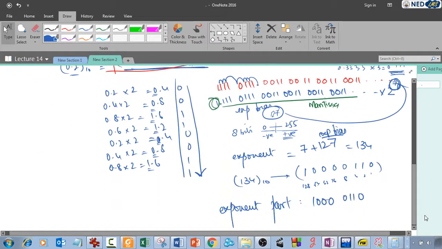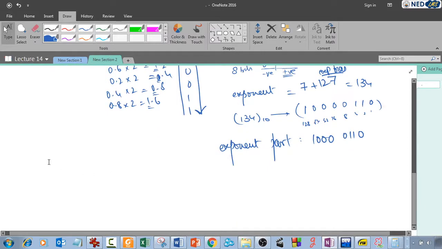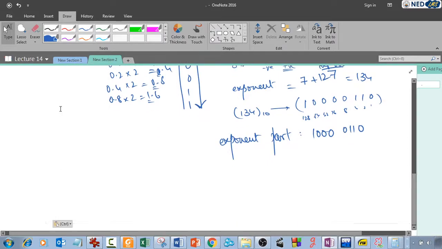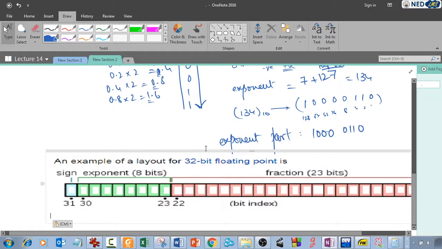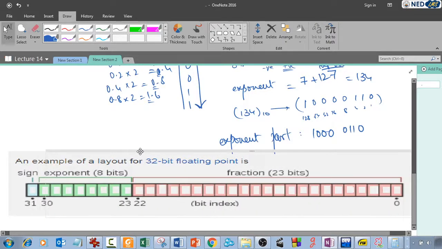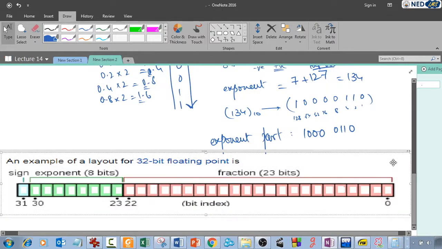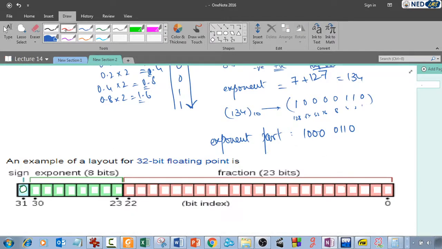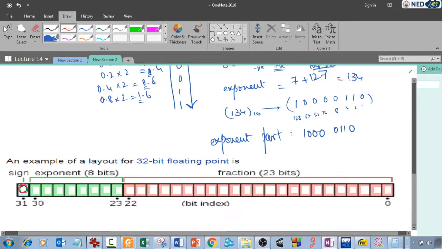So I have all the numbers right in front of me, so just paste. Okay, so paste slightly over here. You might want to draw it in your own copy. The sign bit would be 0. Let's put a red pen over here. The sign bit would be 0 because we have a positive number.